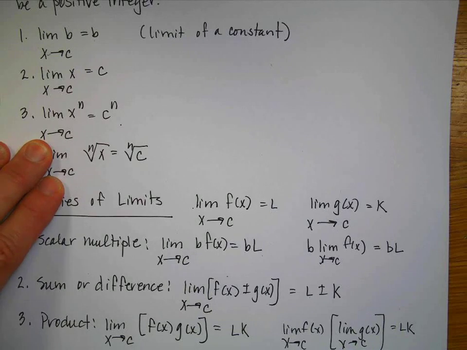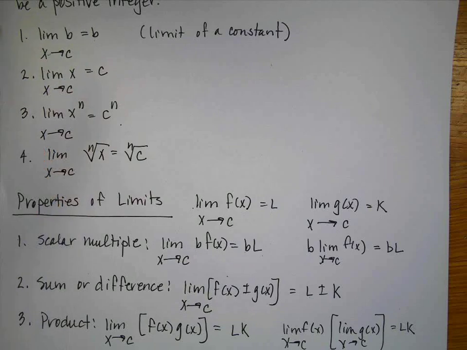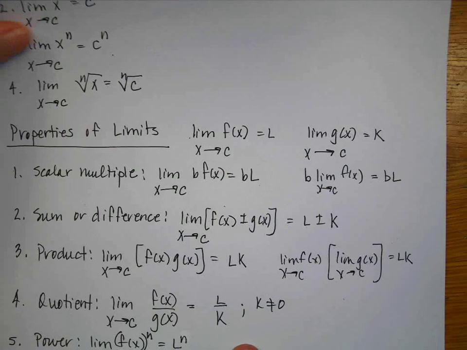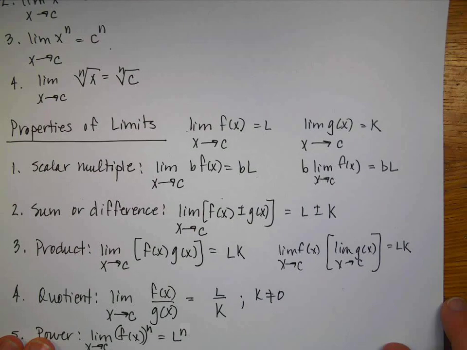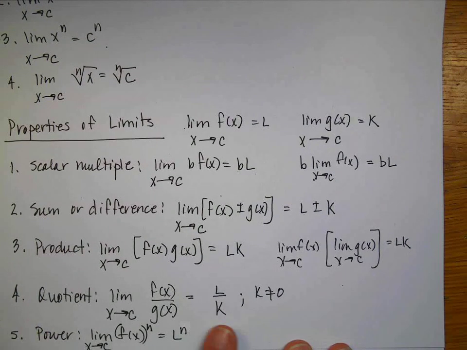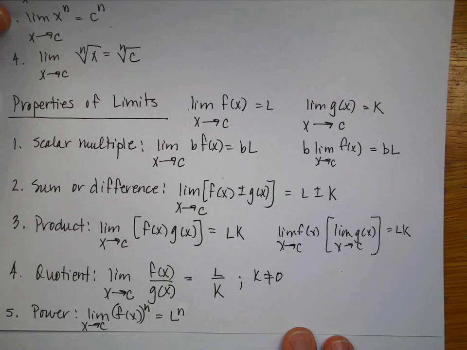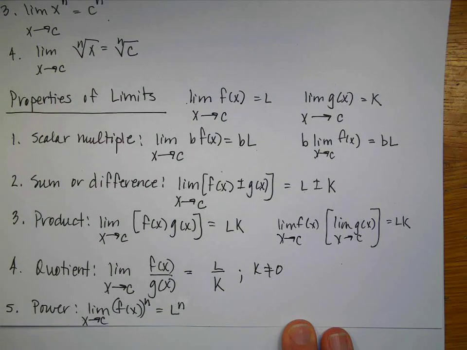All right, the next one is the quotient rule, except you can't see it, sad day. You get the next two up there, the quotient rule. Same basic idea. If I needed to, I could rewrite the function, I could rewrite the limits and be able to come up with L divided by k. And then the last property is the power rule.